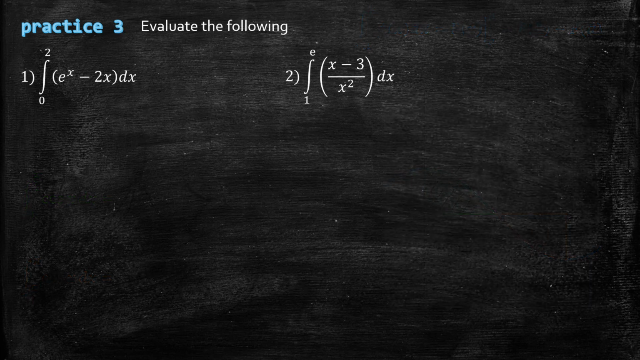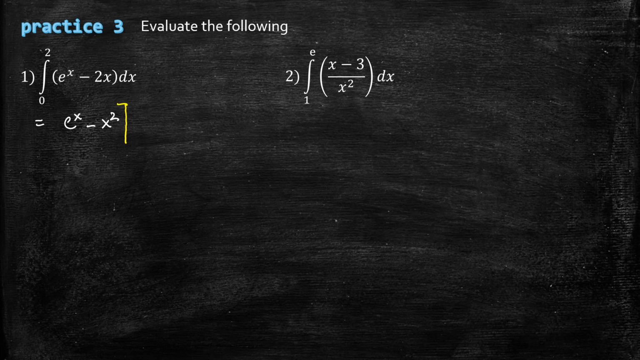Practice evaluating slightly more complicated definite integrals using the FTC part 2. So let's dive straight in. So the antiderivative of e to the x is just e to the x, and the antiderivative of minus 2x is minus x squared. And prior to this, I introduced this notation for indicating that we still have to evaluate at the upper and lower limits.